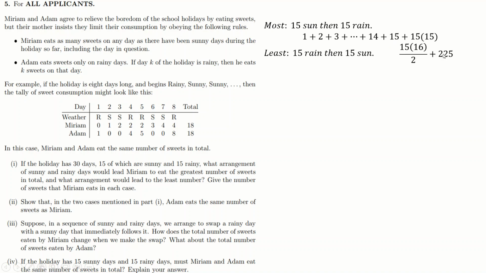Work that out, and you get this. This is the triangular formula. 15 times 16 over 2 will give you this sum, and then 15 times 15 is this, and work that out and you get this.